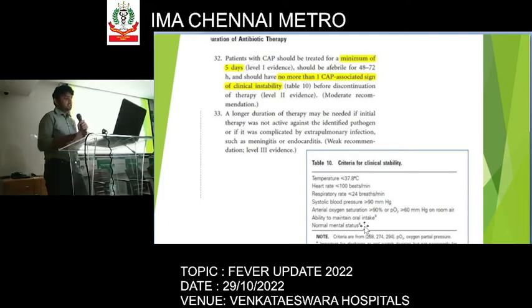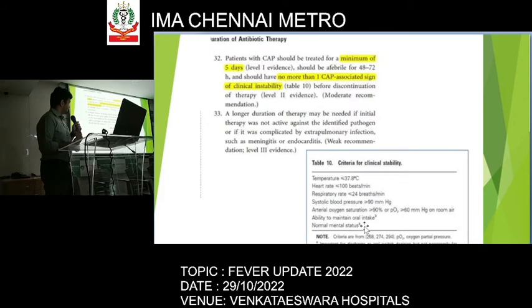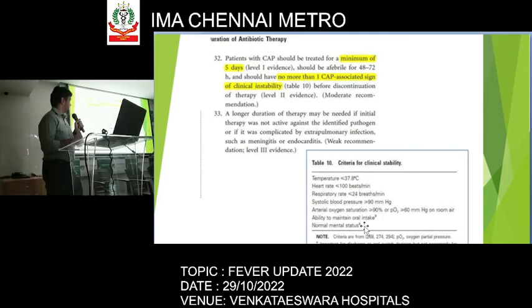And for discharge, this is the criteria for clinical stability which we follow. Temperature should be less than 37 degrees Celsius, heart rate should be less than 100, respiratory rate should be less than 24, systolic BP should be more than 90, and saturation should be more than 90%, and the patient should have the ability to maintain oral intake and normal mental status. When a patient is showing all these signs for the last 48 to 72 hours, then we can consider the patient for discharging.